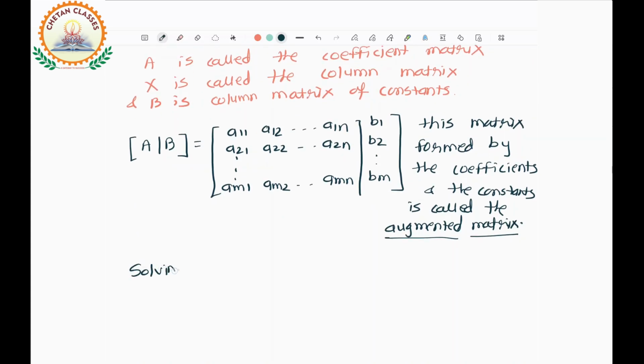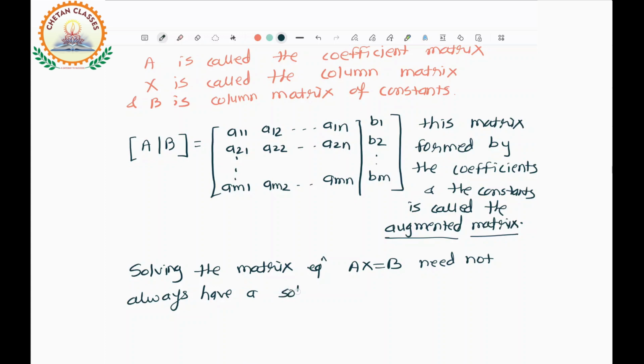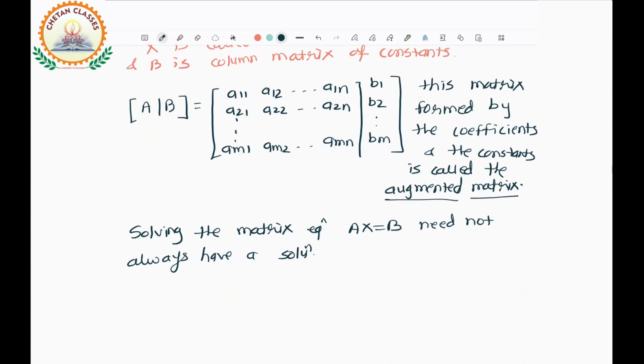So solving the matrix equation AX is equal to B need not always have a solution. It may have no solution, a unique solution, or an infinite number of solutions.